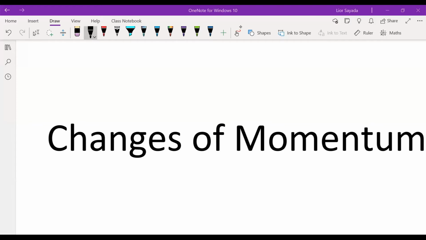In this video, we're going to look at changes of momentum and how they are related to the resultant force acting on the object.